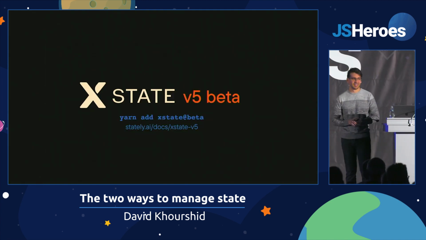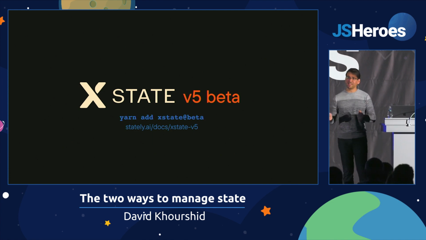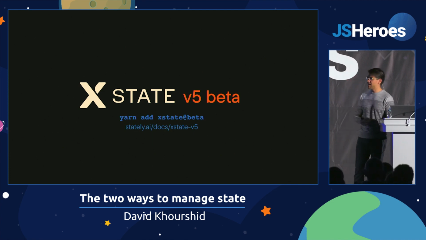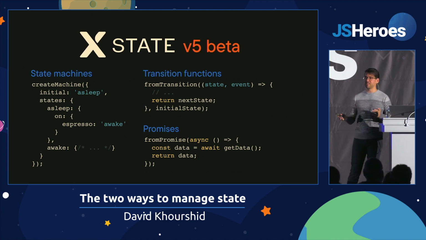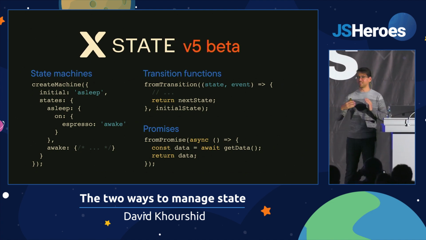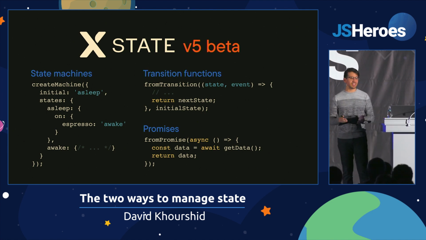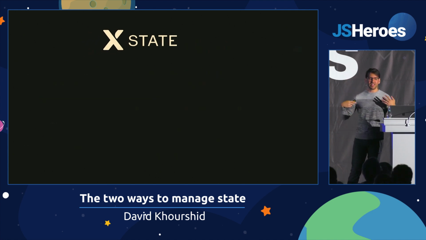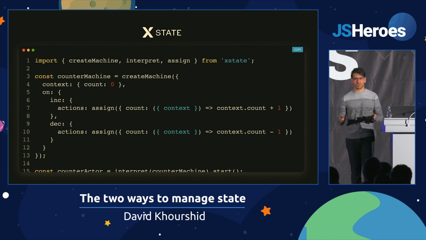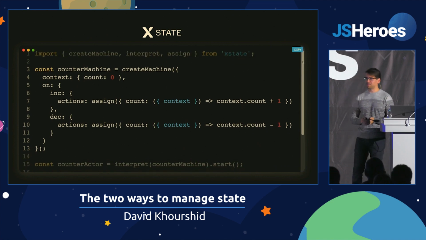So this was created in XState, and we actually just announced XState version 5 beta. If you don't know what XState is, traditionally it's a state management library for state machines and statecharts. But with XState version 5 beta, you could actually use pretty much anything, whether it's normal transition functions or promises. And if you thought that XState was too hard to learn, it's actually a lot simpler than you think.